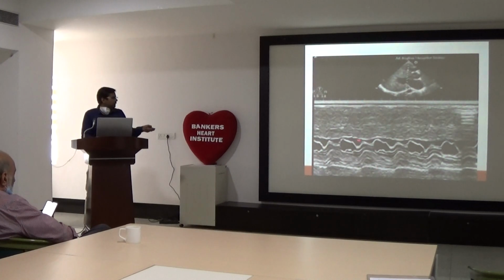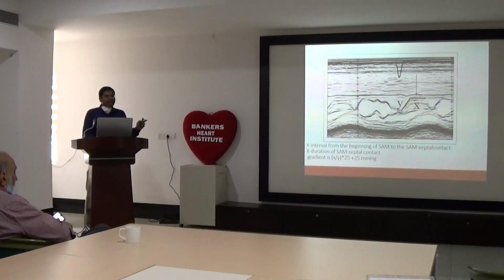Here, this portion, this is the M mode of the mitral valve. We can see this is the normal opening of the mitral valve. After that, in the systole, there is an anterior motion of the anterior mitral leaflet. We can see that in the M mode.